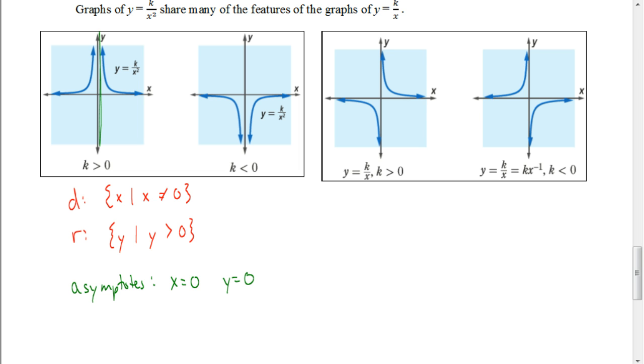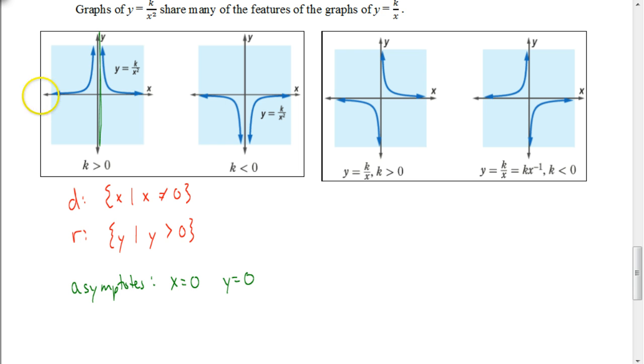For the same reason that we can't divide by 0 is why we have x equals 0 as an asymptote. Remember, an asymptote is an equation. x equals 0, it's not just 0, it's not just x, it's got to be x equals 0.